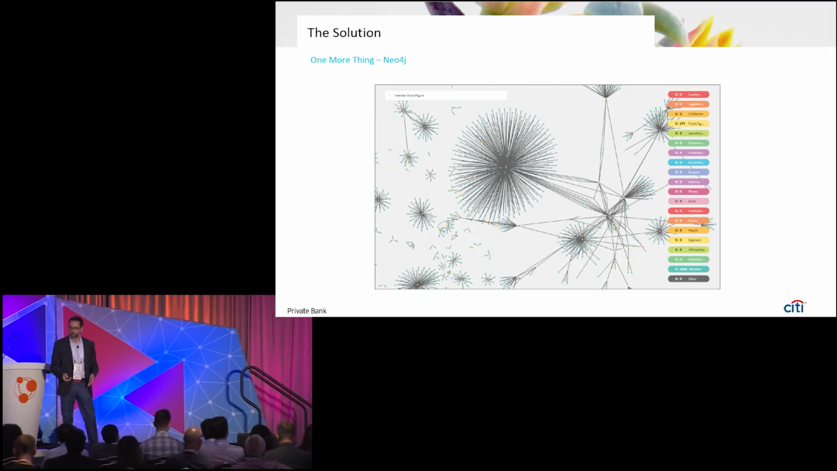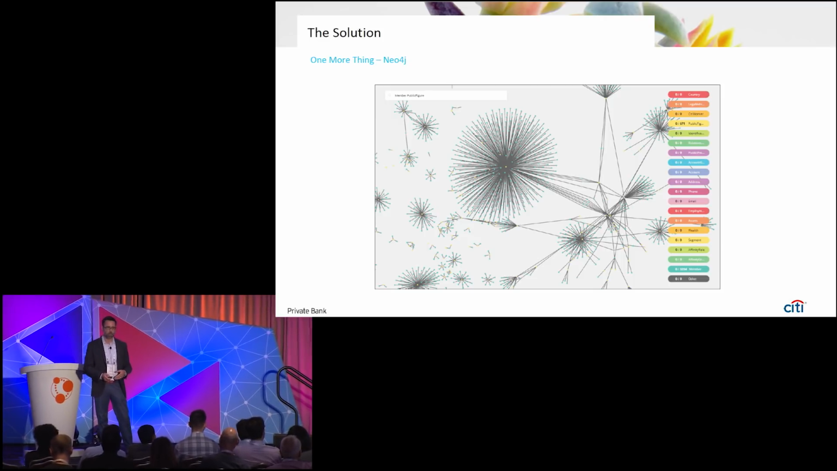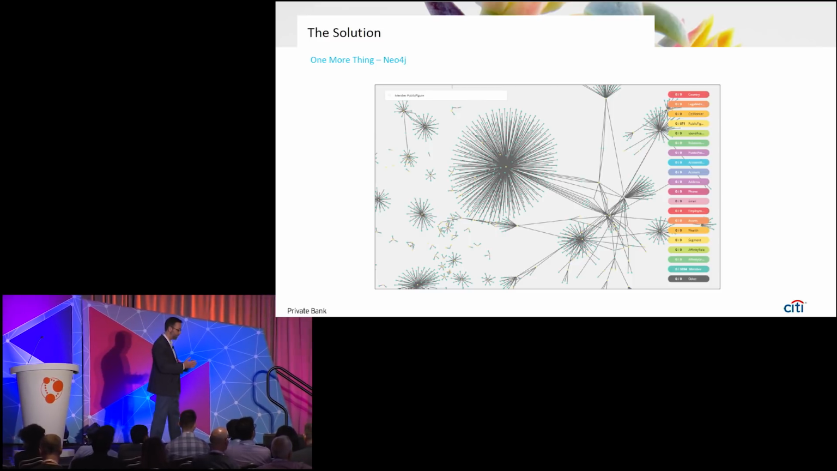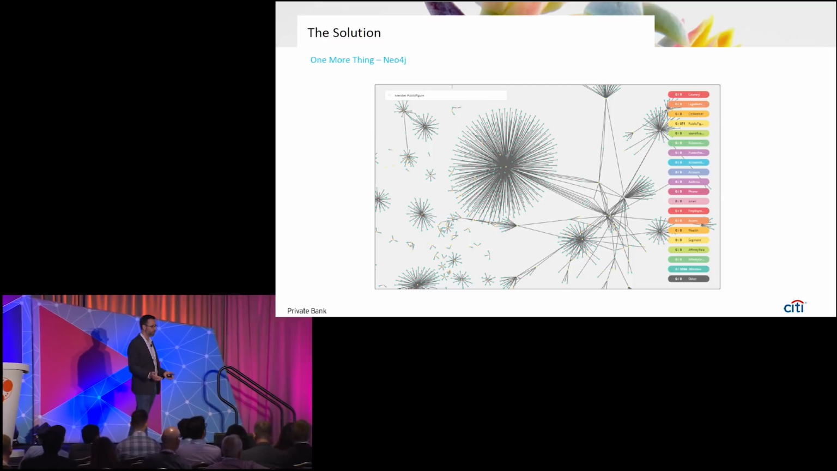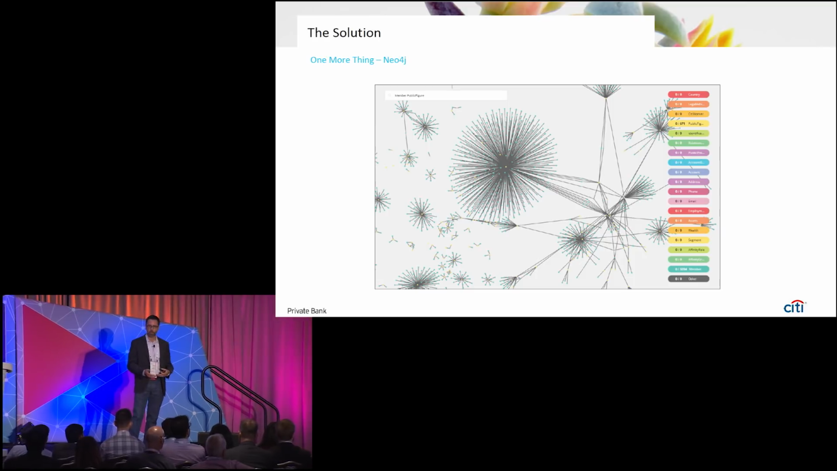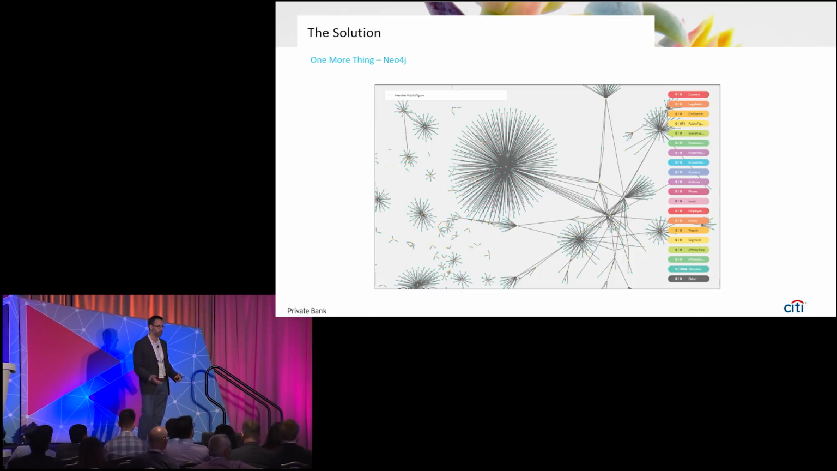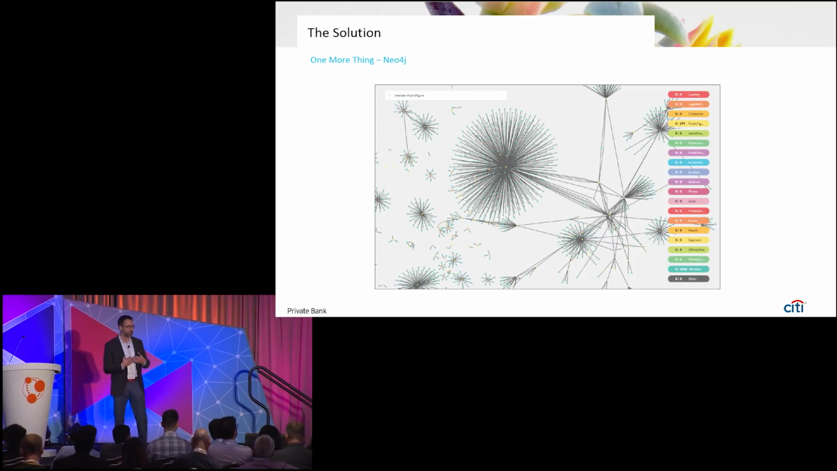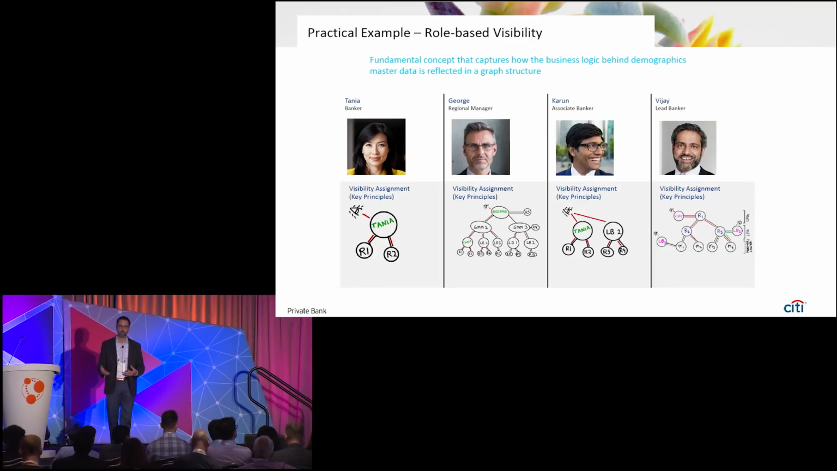In order to explain the solution, we're going to go through some use cases. And I think that rather than going through the entire data model, which wouldn't be so helpful, or explaining every single question that one might be able to ask of the graph, which would be impossible, we'll focus on one that's representative of the types of questions that we in Private Bank need to ask of our demographics data.